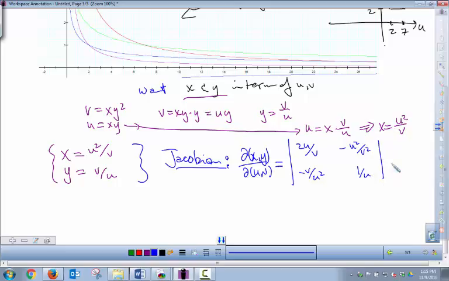I hope I did my derivatives correctly. One of the famous derivatives you need to be able to do quickly is 1 over u, or 1 over x. It's x to the negative 1 power, so the derivative is negative 1, x to the negative 2. We did that in a couple of places here.